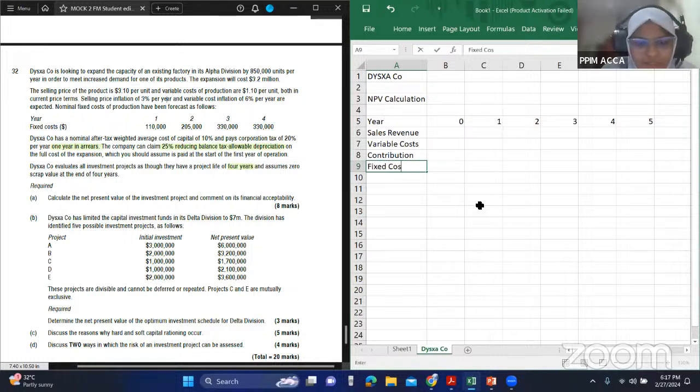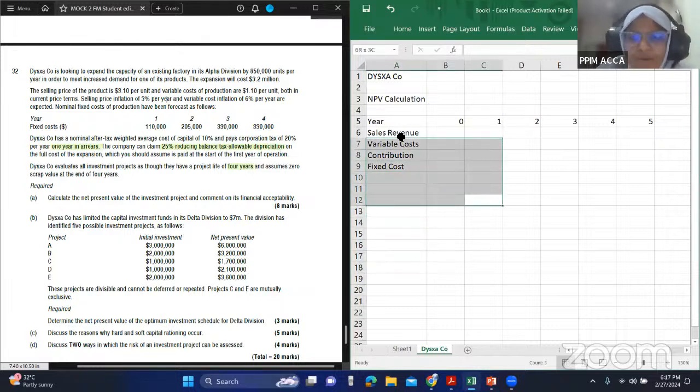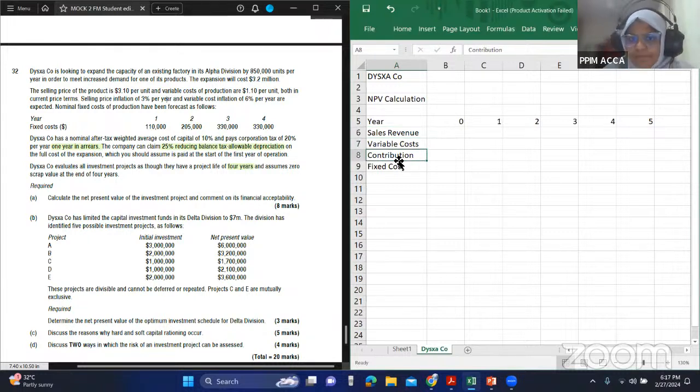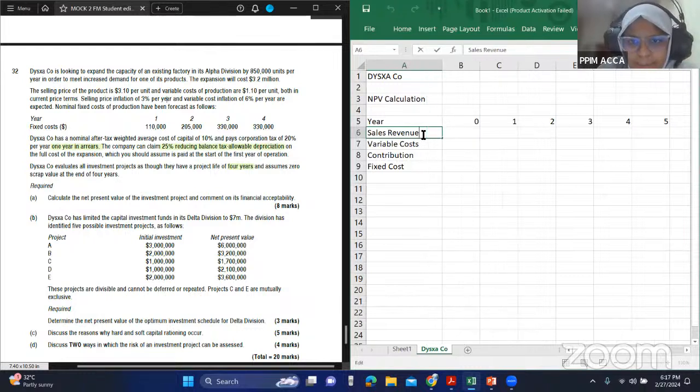Then you need to deduct the fixed cost. After that, there are other tax calculations and so on, which we are not too sure about right now. For now, let's figure out the sales revenue, variable cost, and the contribution. Okay. So let's call this working number 1.